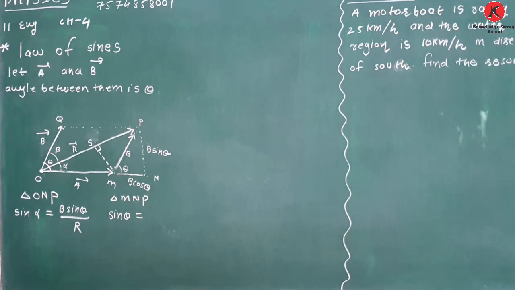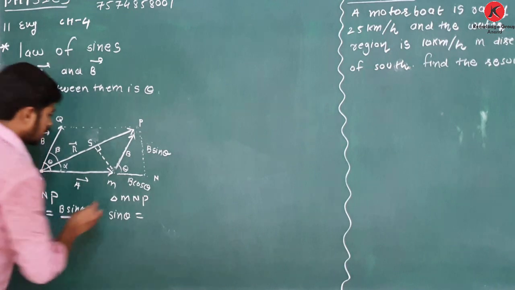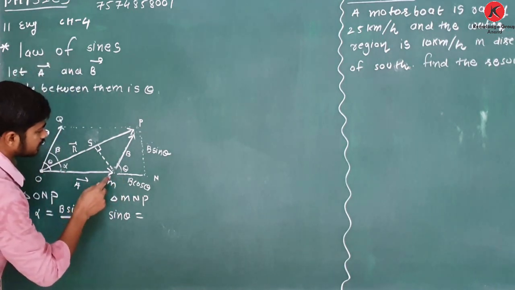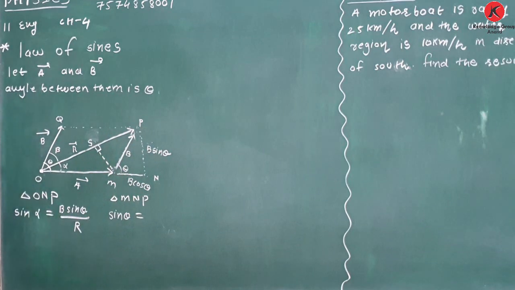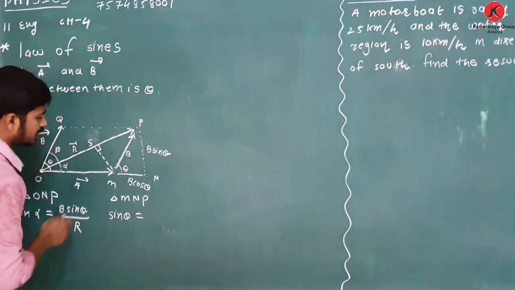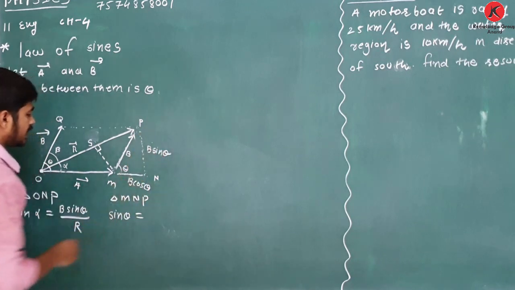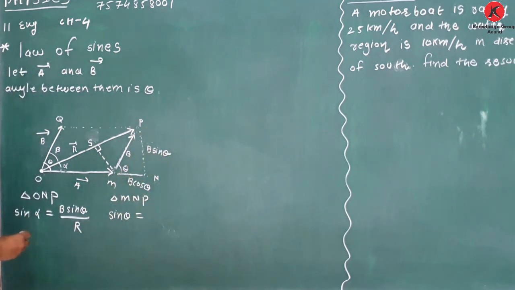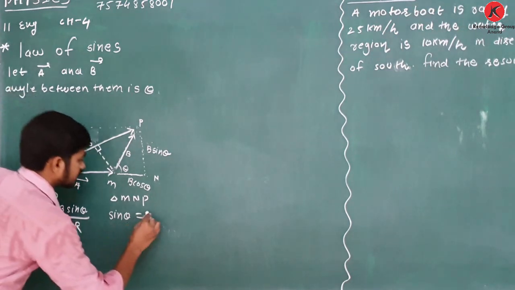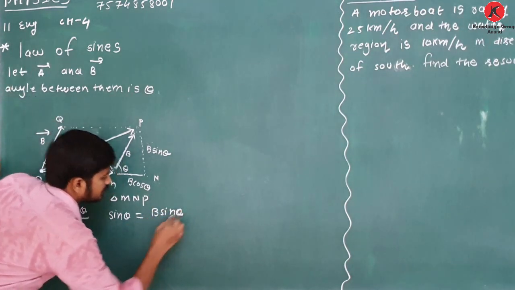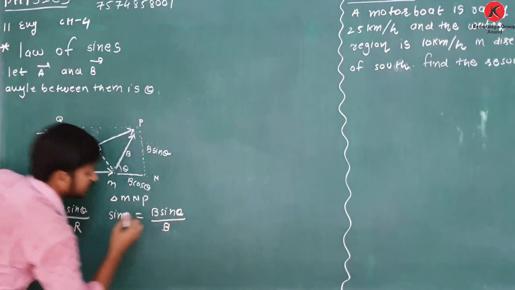See, if you take this triangle M and P, then in this triangle sine theta means opposite side upon hypotenuse. If I say it is Pn, but if I say it is B sine theta, upon magnitude, here it is B.